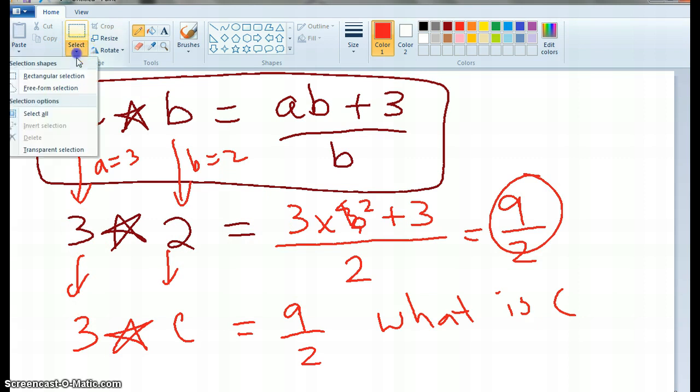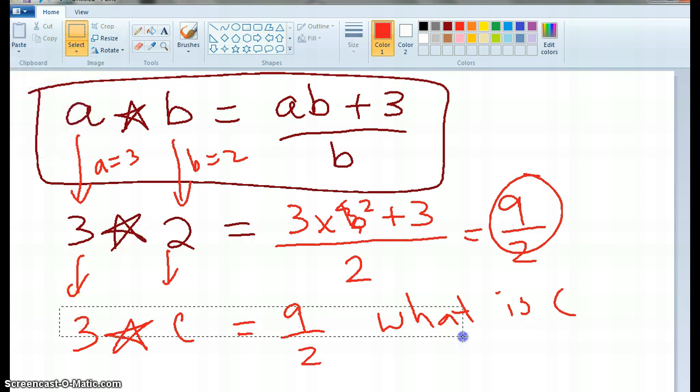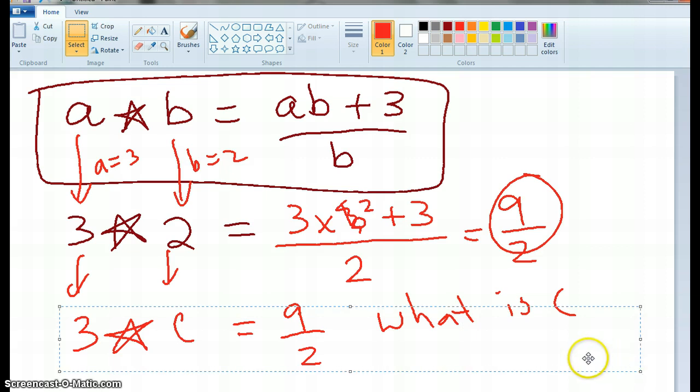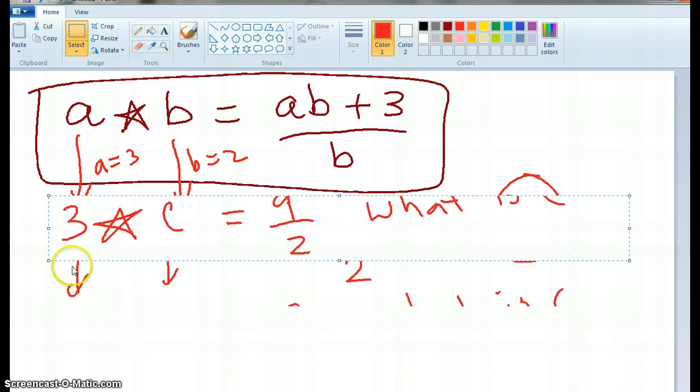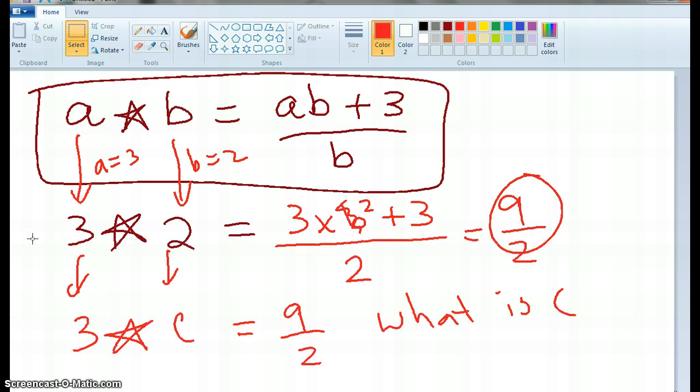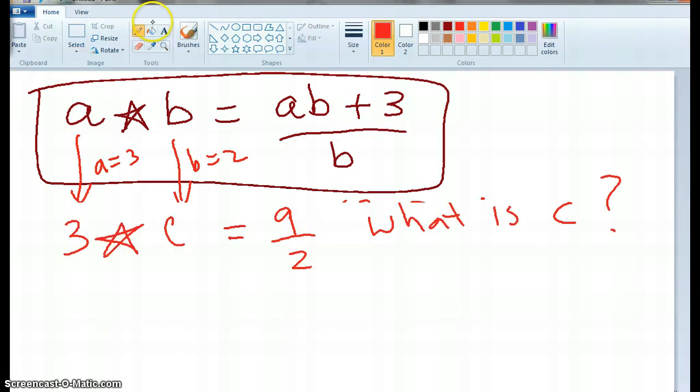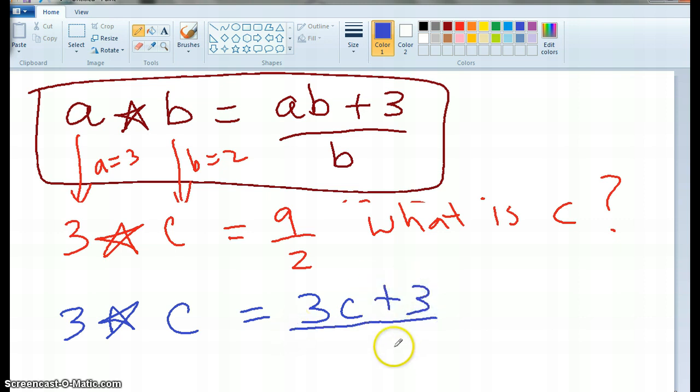So we're given that 3 star c equals 9 upon 2. So we're trying to, yeah, hang on. Okay, so if you were asked something like that, what would you do? You would say, well, 3 star c equals 3c, correct? Yeah, plus 3 upon what? C. And what does that equal?